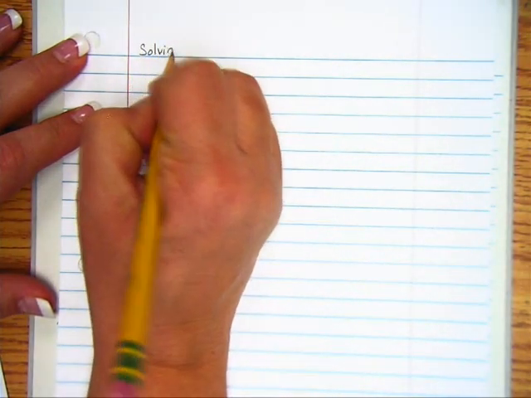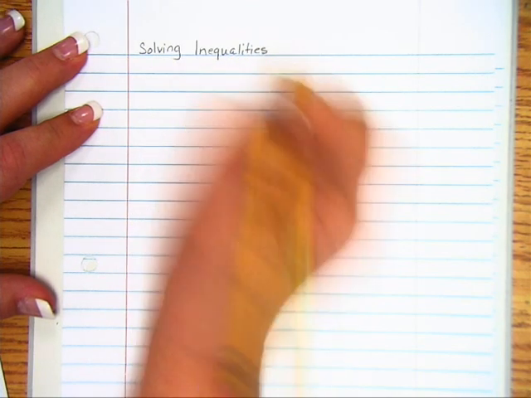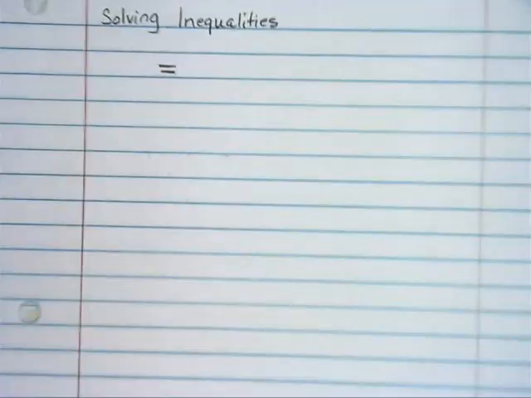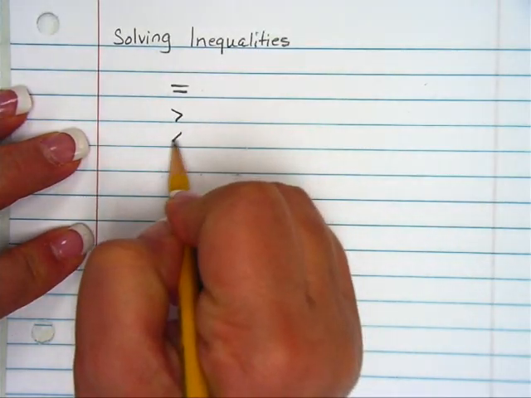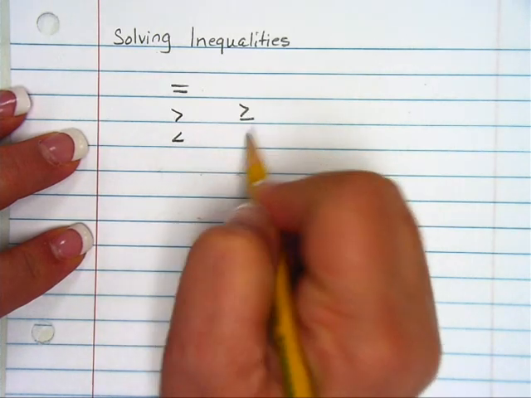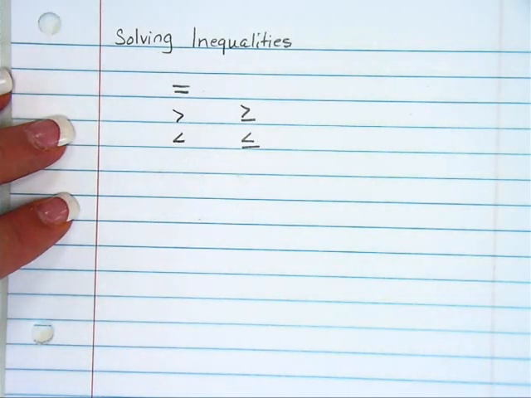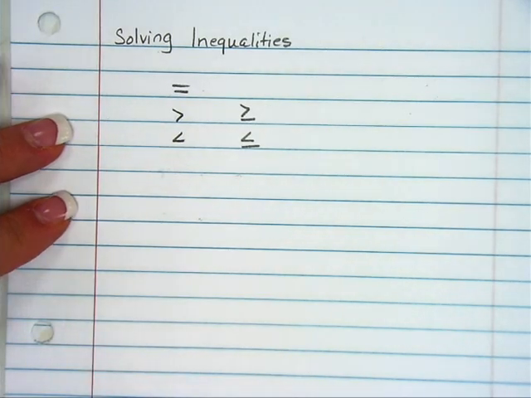Okay, today's lesson is going to be about solving inequalities. An inequality is an equation where the equal sign has been replaced by either a greater than, less than, greater than or equal to, or less than or equal to sign. Otherwise, it works pretty much like an equation with the exception of a few special cases, and I'll try to show you one of each of those.